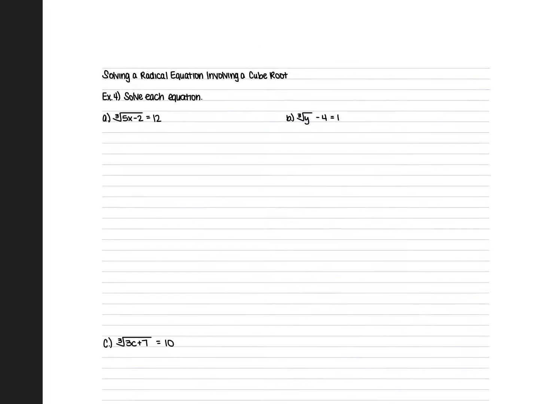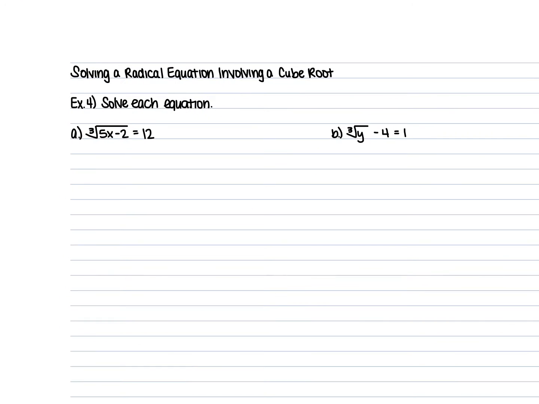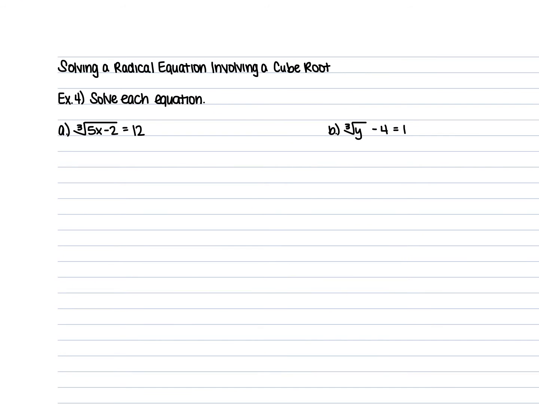If we look at example 4, we're solving each of these equations, but now we're dealing with the cube root. So the same exact thing applies. Isolate the radical, take the index, raise each side to that power to cancel out the radical, and then work with the equation and solve for the variable.